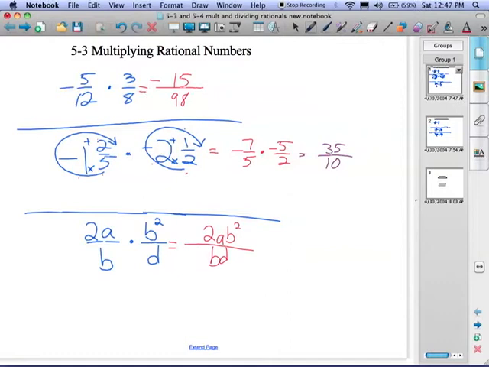Now, some of you might recognize that there is some simplification that can take place in all three examples. And there are various places where you can do that simplification. But I just want to quickly review multiplying and dividing rational numbers. So you don't have to simplify. We will get to that later.